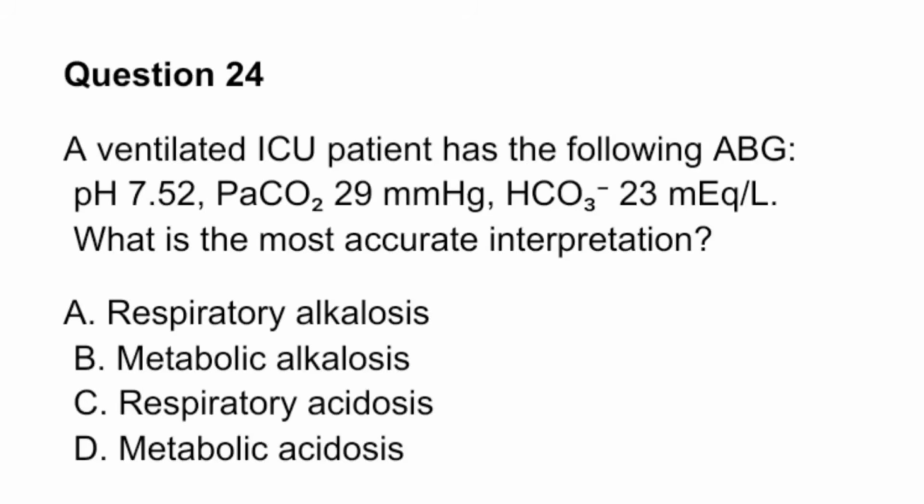Question 24. A ventilated ICU patient has the following ABG: pH 7.52, PaCO2 29 mmHg, HCO3- 23 milliequivalents per liter. What is the most accurate interpretation? A. Respiratory alkalosis. B. Metabolic alkalosis. C. Respiratory acidosis. D. Metabolic acidosis.